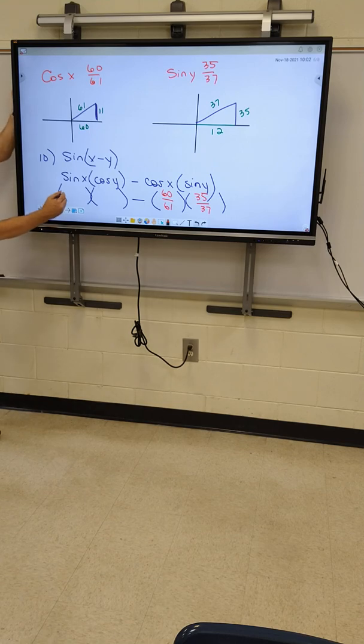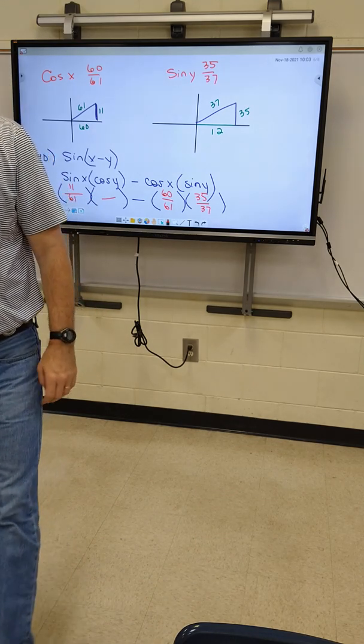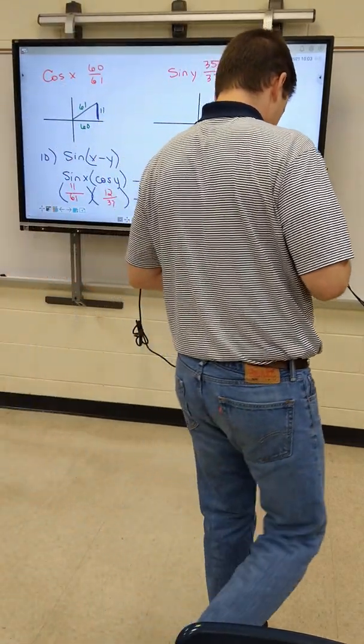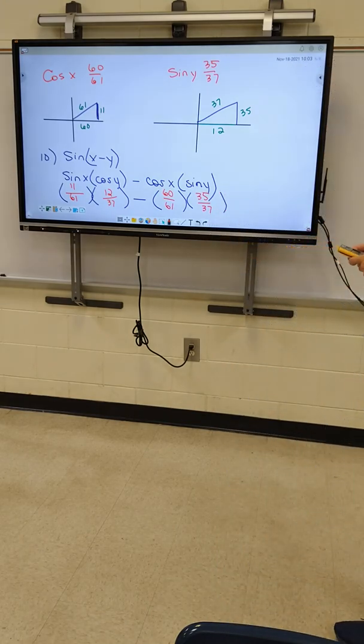Now I've got to find a fraction that goes right there. Sine of x means which triangle do I look at? First one, good. Sine of y over r, so it'll be 11 over 61. All right, you guys find the other fraction, the cosine of y, type it in your calculator. So 11 over 61 times 12 minus.